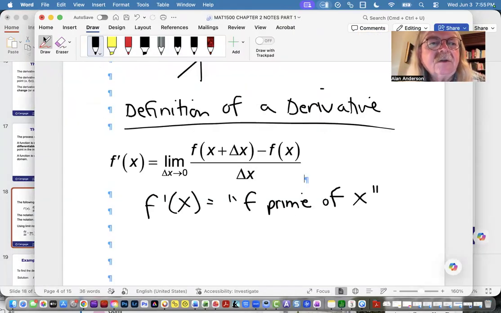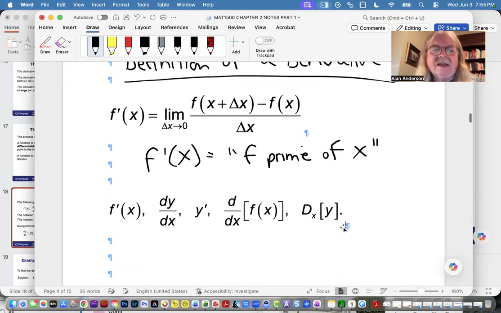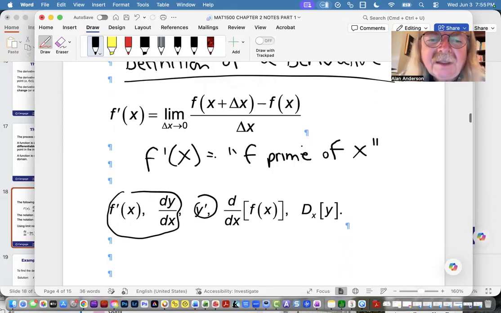Luckily for us, there's only two of them basically, maybe three that we'll use on a regular basis. So here's our f prime of x. We also have dy dx, y prime, and all the rest. So hands down, these are the most commonly used ones, but we'll also use this one once in a while too. How does this happen, by the way? It's because math evolves over the centuries. It's contributed to by many different authors. They all use slightly different notation, and this is what ends up happening. So we just have to get used to it.